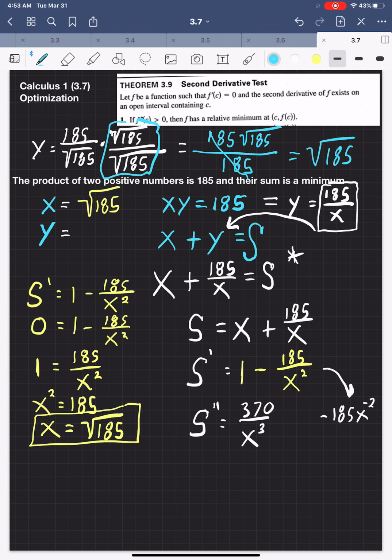So hold on for a second. I potentially have an x value of the square root of 185 and a y value of the square root of 185. Now, I haven't shown that if I add those, that's going to be the minimum value. But can I first check that initial condition? If I multiply them, the square root of 185 times the square root of 185, is the product 185? Well, yes.